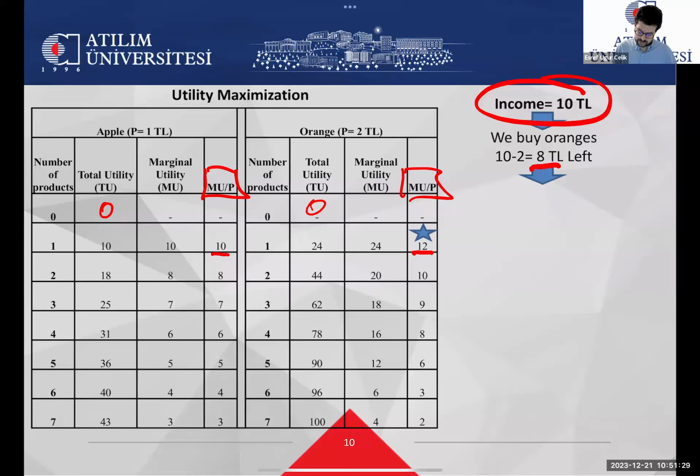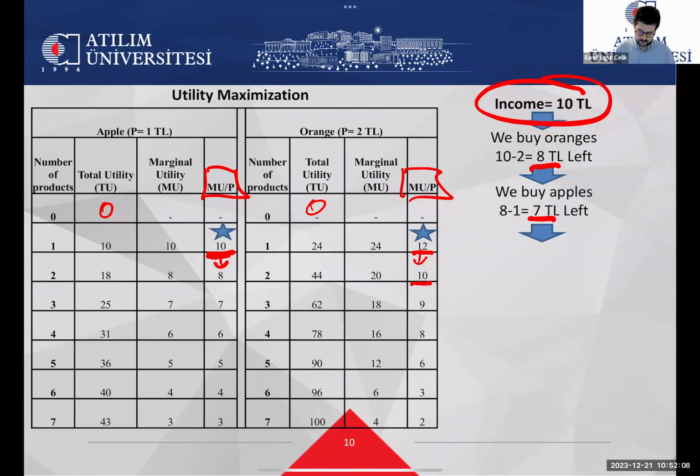In the second choice, if we get 1 apple, we still get 10 marginal utility per price. But we move down for the orange because we already consumed the first orange. So 10 to 10. If there is an equality, we choose the cheaper one. And the cheaper one is apple. This time we get the apple. And apple is 1 Turkish lira. Let's pay it. We have 7 Turkish lira left.